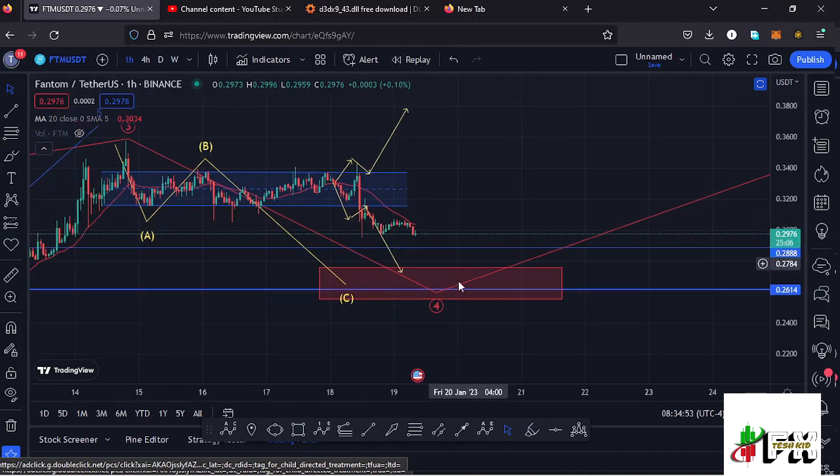In case we continue retracing, I'll be watching the key area of support at around the $0.288 mark, and in case we lose that key area of support, then I'll be expecting to see a retest.